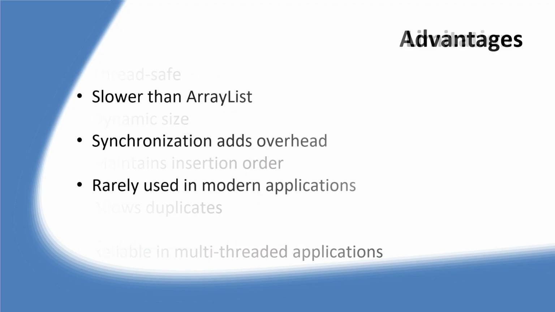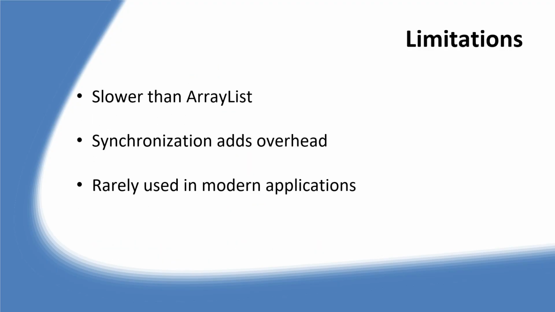Let's look at some of the limitations. Vector also has some limitations. Because every method is synchronized, additional processing will be there, so this will cause some kind of overhead. That's why it is somewhat slower than ArrayList, and it is rarely used in modern applications nowadays. Vector is used, but very less frequently in modern Java development.